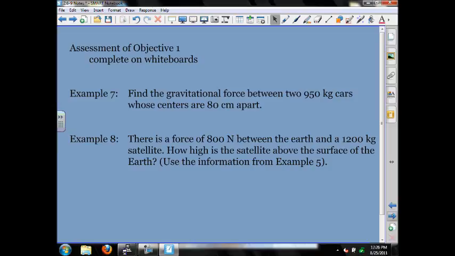So if you want to do this on whiteboard, you can grab a whiteboard. I have them over here, or you can just do them in your notes. Either one. Anybody want a whiteboard? Okay, yeah, come get one. Come get a whiteboard.